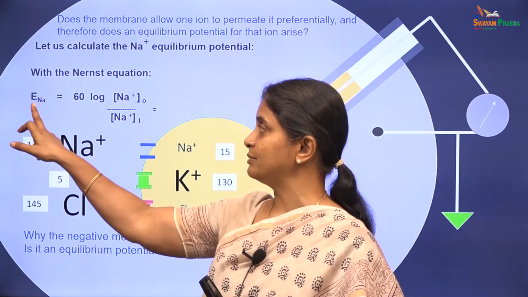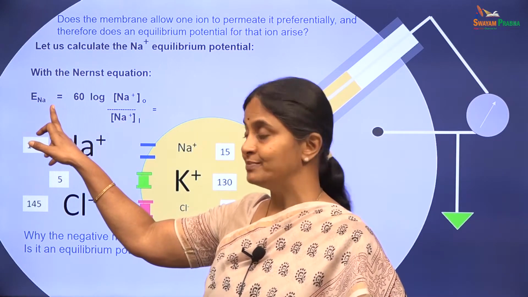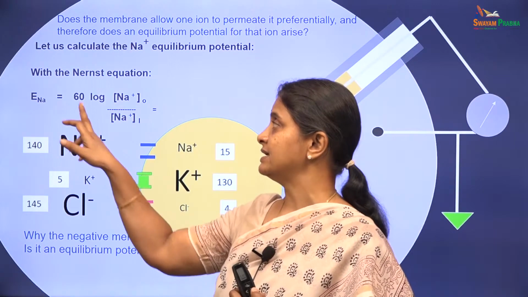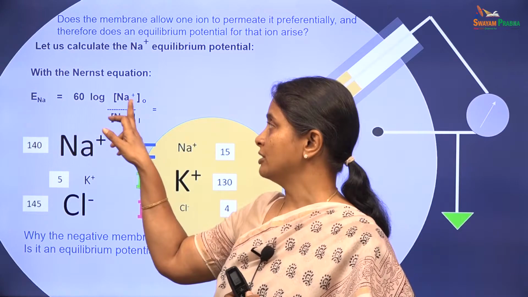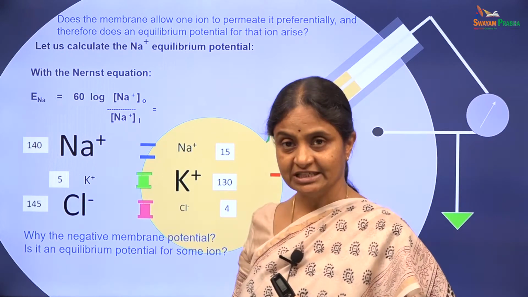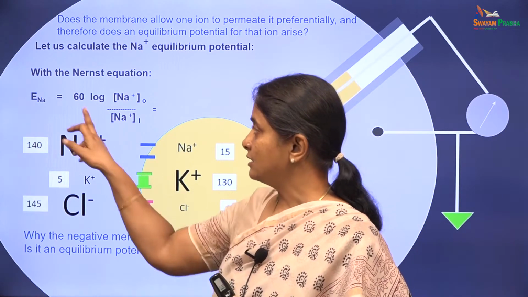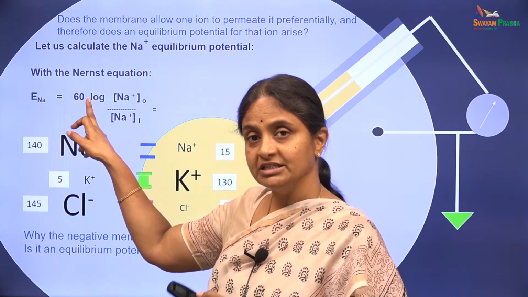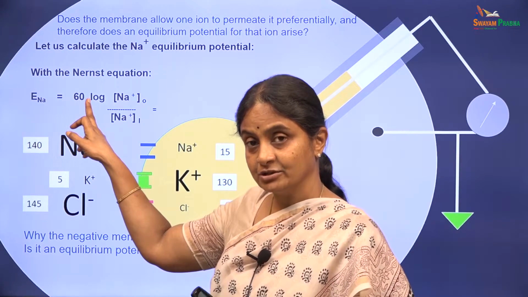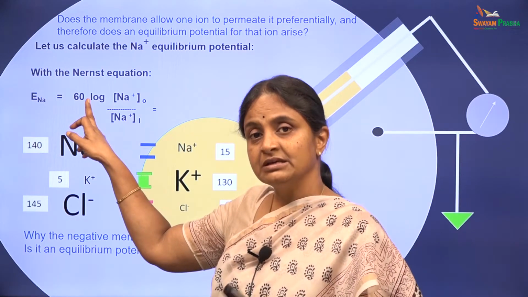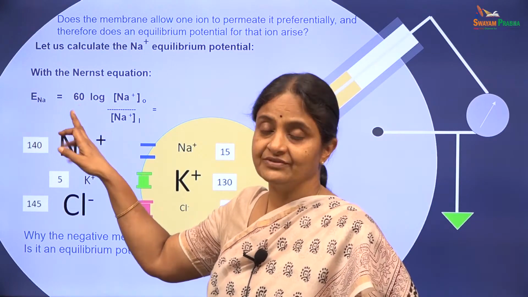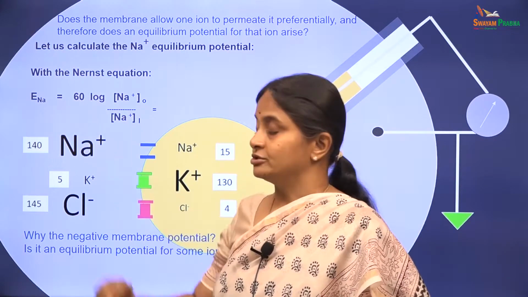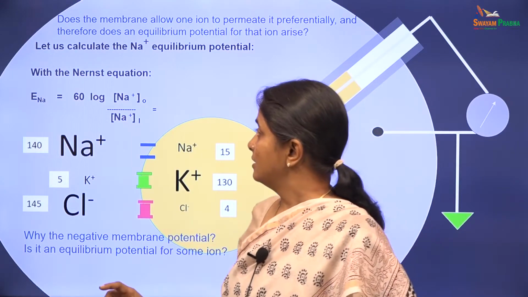It tells you that the equilibrium potential for sodium across a membrane which has two different concentrations of sodium outside and sodium inside is 60 log sodium outside by sodium inside. Now, this 60 is 2.303 into RT by ZF, R being the gas constant, T absolute temperature, Z the valence of the ion, and F Faraday's constant. All that reduces to this constant 60.